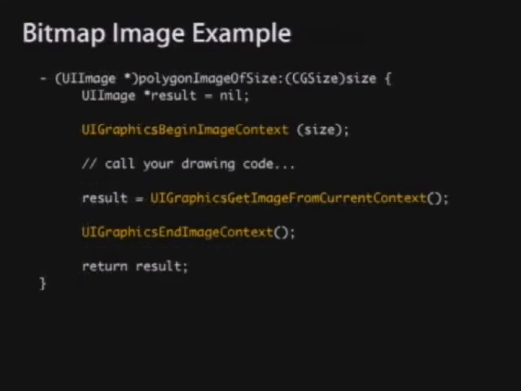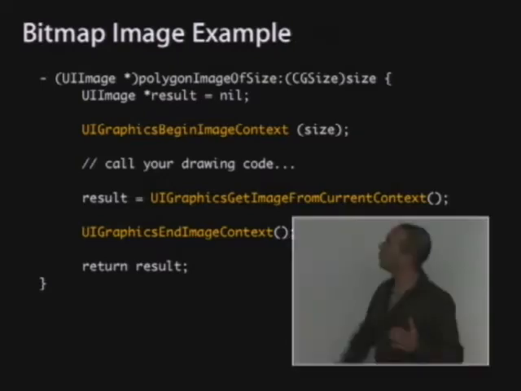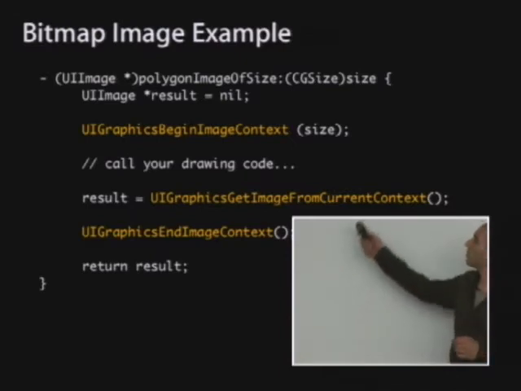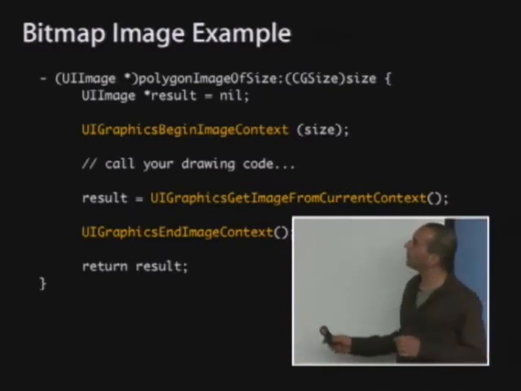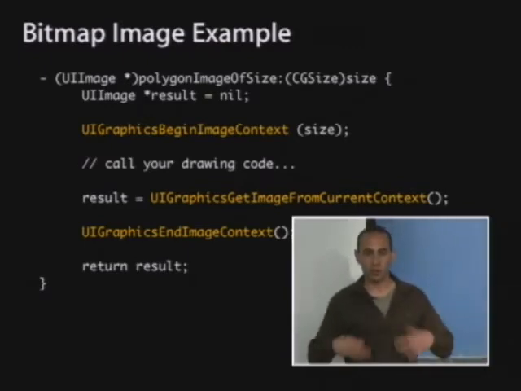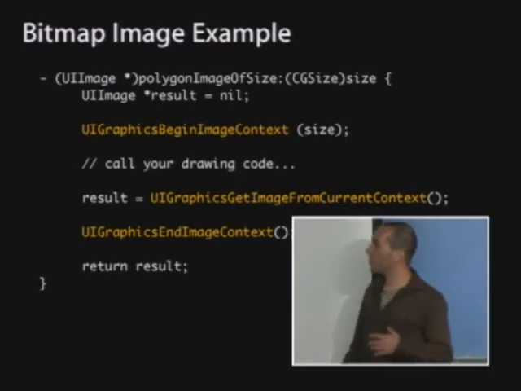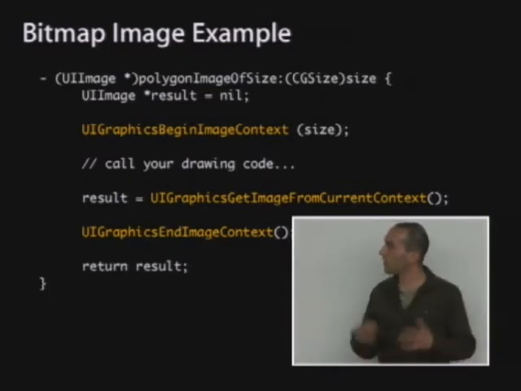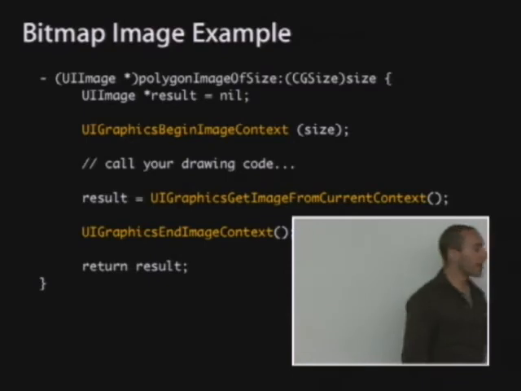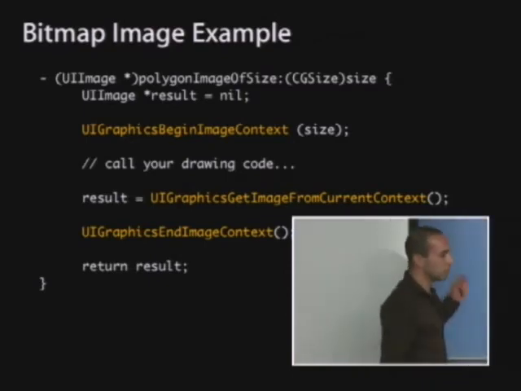Well, here's an example. I have a function called polygonImageOfSize. I want to create my own context, so I say UIGraphicsBeginImageContext. I say UIGraphicsGetImageFromCurrentContext, and this context is the current context in your rendering tree. And you can say end context, and then that'll package it up. And you can return that as a UIImage. So what you actually get out of here is a UIImage.